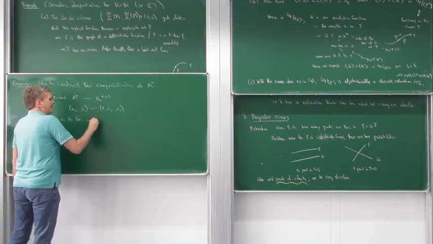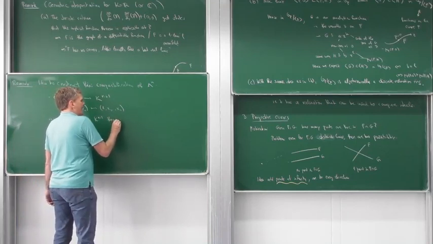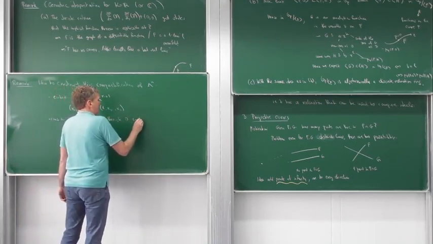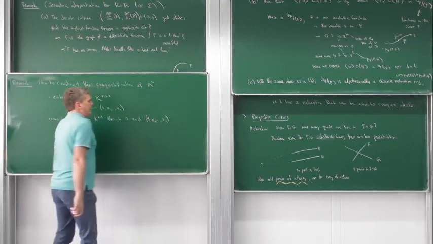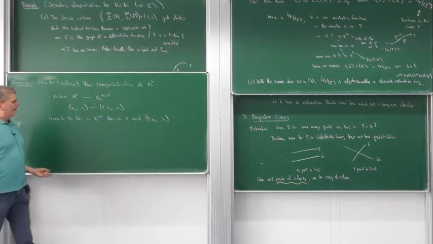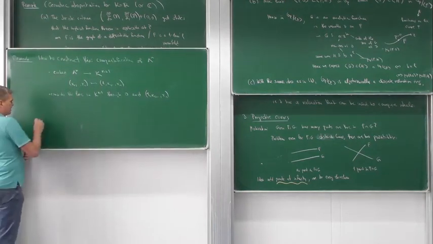So consider the line in k^(n+1) through 0 and (1, x1, up to xn). That means we have a one-dimensional linear subspace, a line through the origin and this point. So the picture does look as follows.